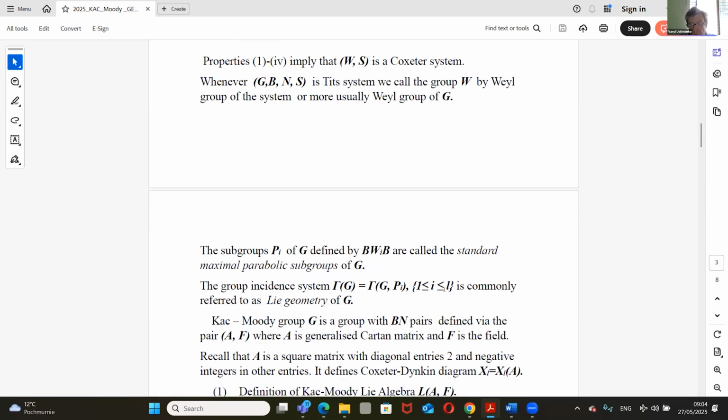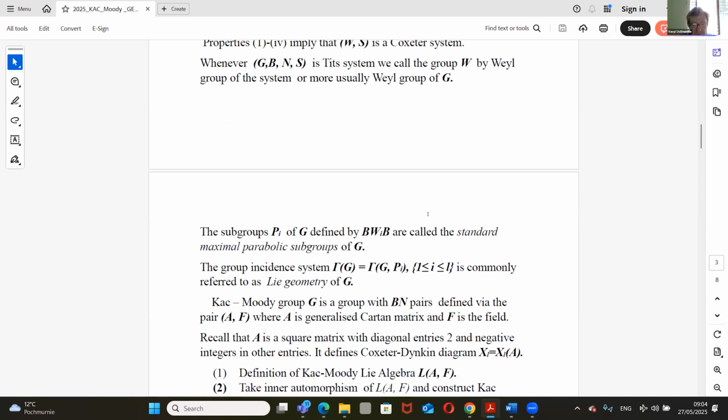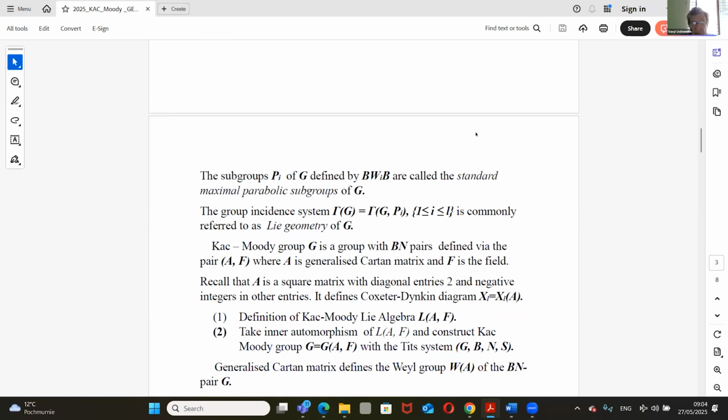It's commonly referred to as the Lie geometry of G, because many examples of real BN pairs are connected with Lie geometries. Now, one example of a group with a BN pair is the Kac-Moody group, which is defined via a pair (A, F), where F is a field and A is a generalized Cartan matrix.